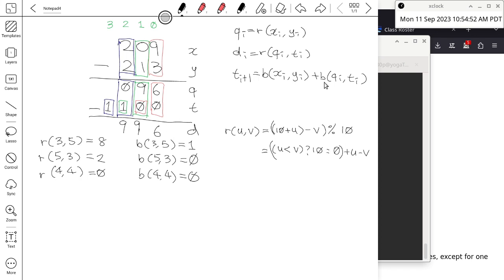So we got one done. So we'll do the other one. What about B of UV? In other words, whether the subtraction of U minus V requires a borrow or not. This one is super easy. Go ahead. Basically, just use part of the code that you already described, since we already technically defined it. There we go. If U is less than V, let's return a 1, otherwise return a 0.